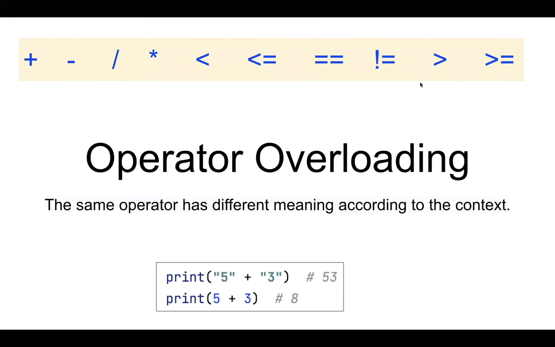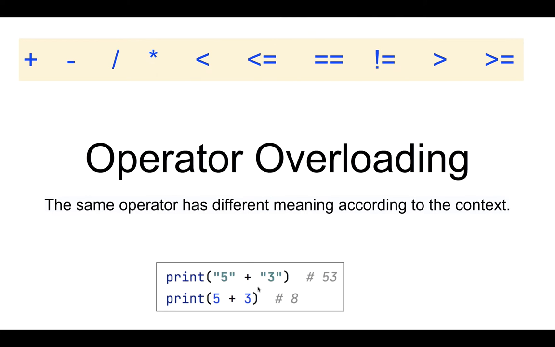Operator overloading. When we say operator, we're talking about the different symbols that we can use: the plus, minus, slash, asterisk, etc. These are different operators. Overloading means that you have different methods, different functions, different meanings according to the context.